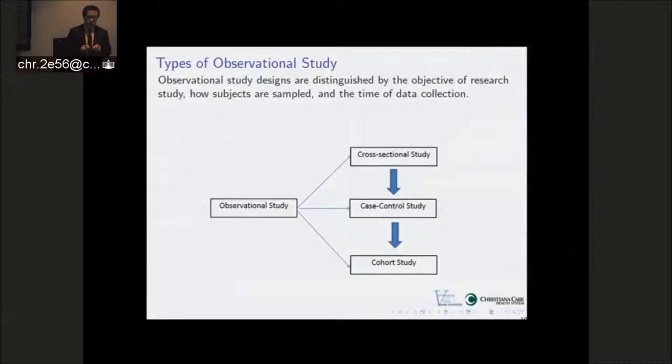But the result from a cross-sectional study may not contain that much information. So it's usually a primary or pilot study to gather some information for the future study. Case control study and cohort study will give us more information, but they require more resources. I will introduce all of these studies one by one.